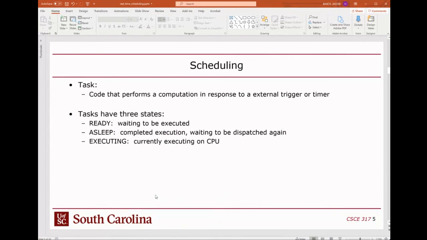Okay, so my point there is that that's an approach for calculating worst case execution time. Okay, so now let's talk about scheduling. In general, as I mentioned, the task is running code, executing code that performs a computation.